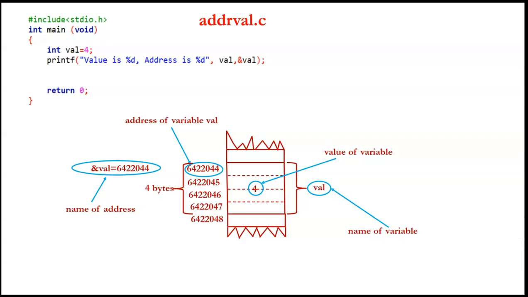In Turbo C++ IDE, the integer type variable occupies 2 bytes in computer's memory. But since we are using the Code Blocks IDE, the integer variable occupies 4 bytes in computer's memory.